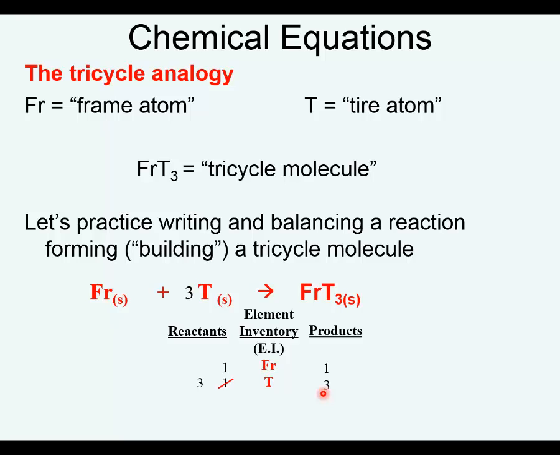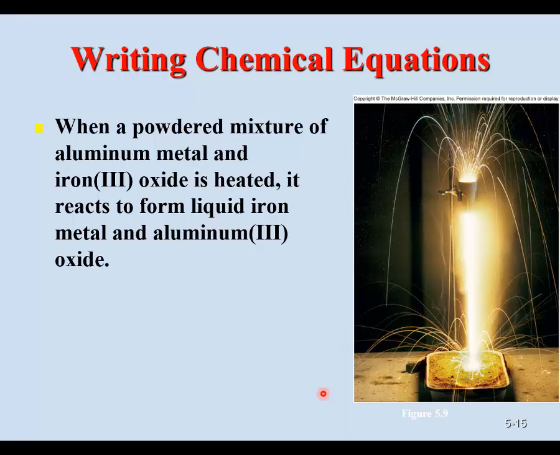So let's look at some actual chemical reactions rather than tricycle reactions from this point forward. Let's consider a chemical reaction where we take aluminum metal and basically rust, iron 3 oxide. We're going to go ahead and heat these up, and this is called the thermite reaction. This is used to weld railroad ties together.